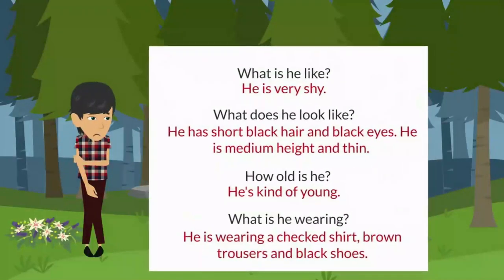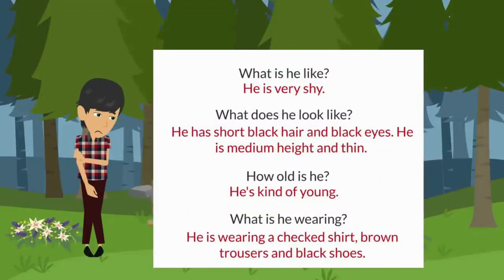What is he like? He is very shy. What does he look like? He has short black hair and black eyes. He is medium height and thin. How old is he? He's kind of young. What is he wearing? He is wearing a check shirt, brown trousers and black shoes.